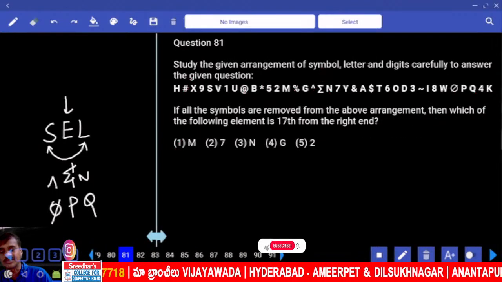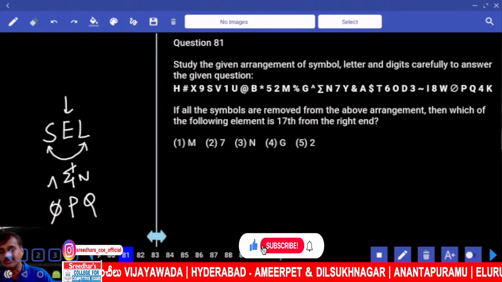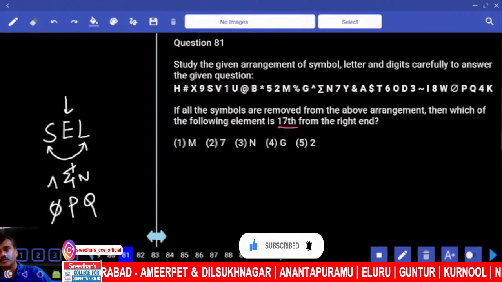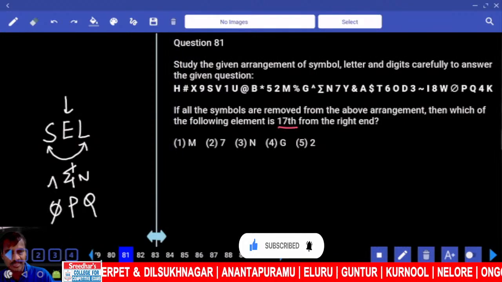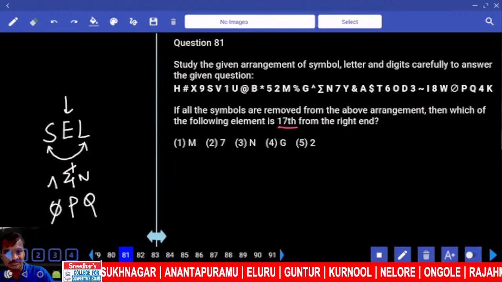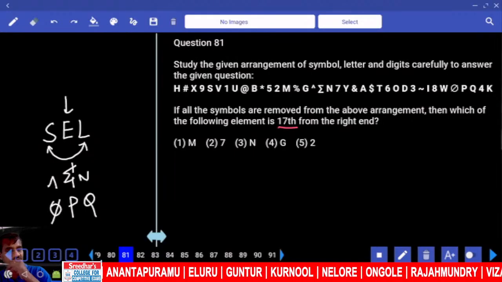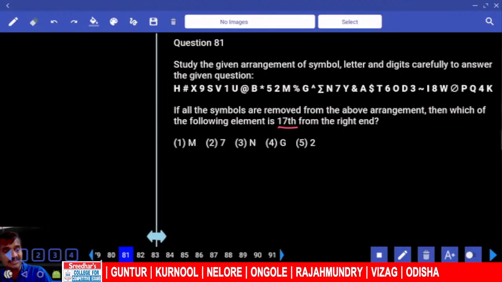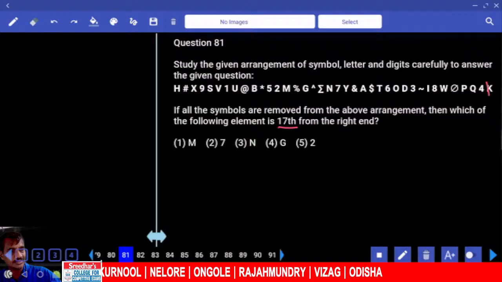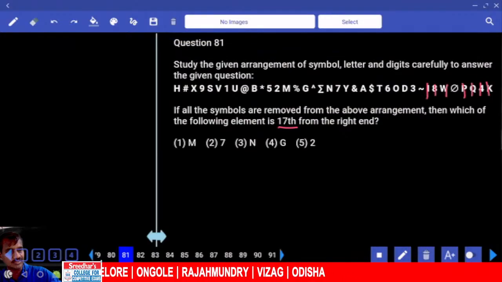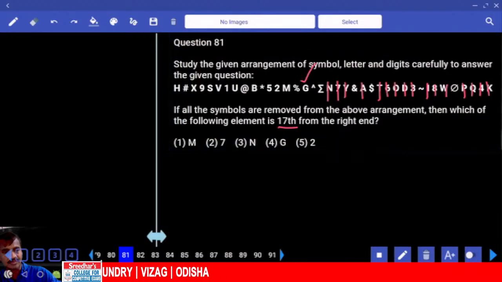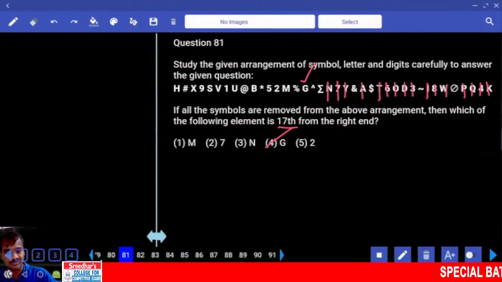If all the symbols are removed from the above arrangement, then which of the following is 17th from the right? Now 17th from the right hand side, once all the symbols are removed. Then which of the following will be the element 17th from the right? 1, 2, 3, 4, 5, 6, 7, 8, 9, 10, 11, 12, 13, 14, 15, 16, 17. Clear? Then what is your answer here? G. G is the choice for question number 81.